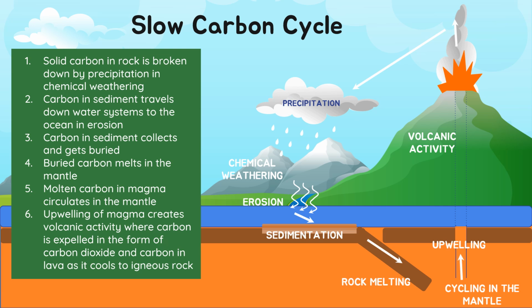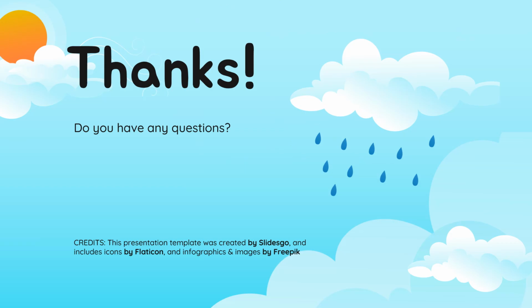So this is the slow carbon cycle. Once again, it can take up to 200 million years to completely go through the cycle. And this one is going to be very much related to the rock cycle. Now these are all inorganic, these are all non-living processes. We're going to look at the fast carbon cycle next, and that's where we're going to start getting into the biosphere. But for now, that is our slow carbon cycle.